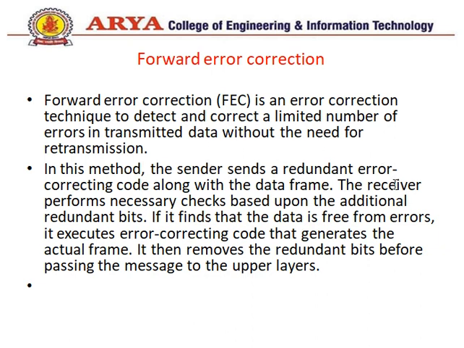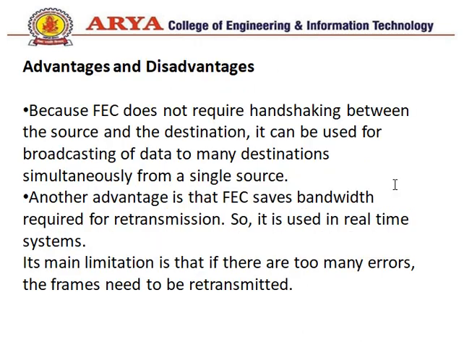In this method, the sender sends redundant error correcting codes along with the data frame. The receiver performs necessary checks based upon the additional redundant bits. If it finds the data is free from errors, it executes the error correcting code that generates the actual frame. It then removes the redundant bits before passing the message to the upper layer.